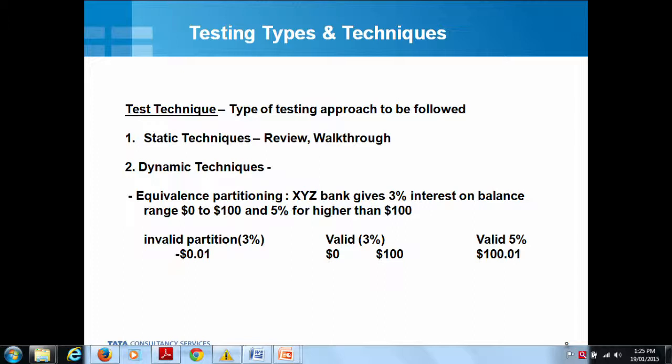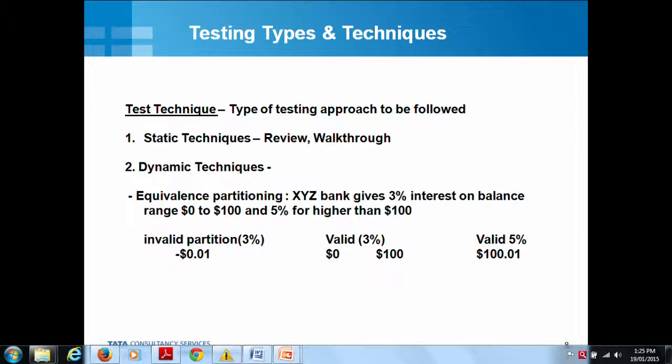So if you look at the example here, the invalid partition we have is the balance being less than 0, because our data starts from 0 to 100 and beyond. So invalid partitioning means if the balance is less than 0, it should not give you 3% for sure. I mean, that's not a part of the requirement right now in the example, but that would definitely come up in the invalid partitioning range.